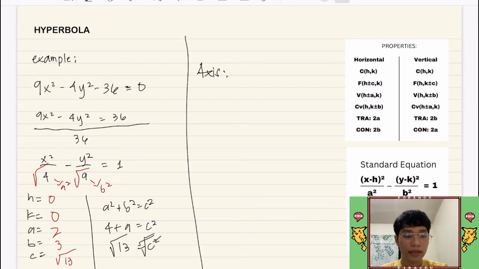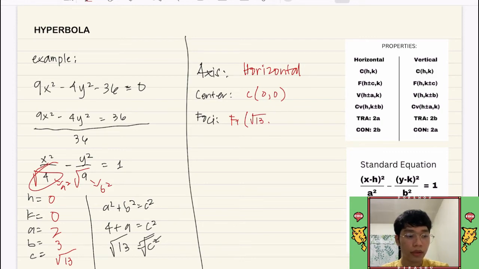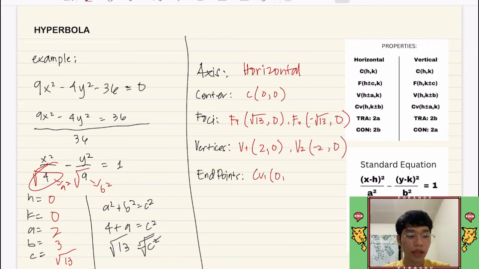So for its axis, we have horizontal. Center, we have (0, 0). For foci, we have (square root of 13, 0) and (negative square root of 13, 0). For vertices, we have (2, 0) and (negative 2, 0). For endpoints, we have (0, 3) and (0, negative 3). For transverse, we have 4, and conjugate, we have 6.